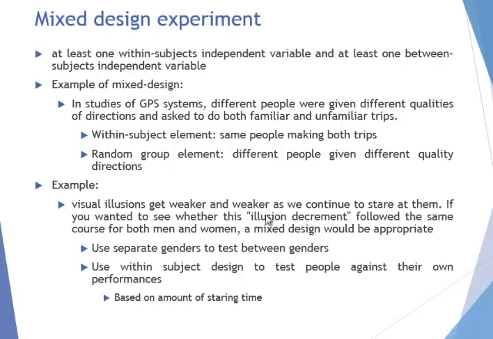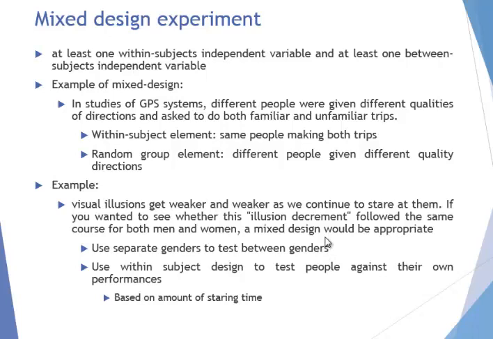Here's another example where you have two variables. You're trying to test whether visual illusions get weaker and weaker as we continue to stare at them. So one variable is the amount of time you stared at them, but also we want to know, is there a distinction between men and women? So you can use separate genders to test between genders, but then if you want to test the length of time you're staring, you can use the within subject design, because you have two different variables.